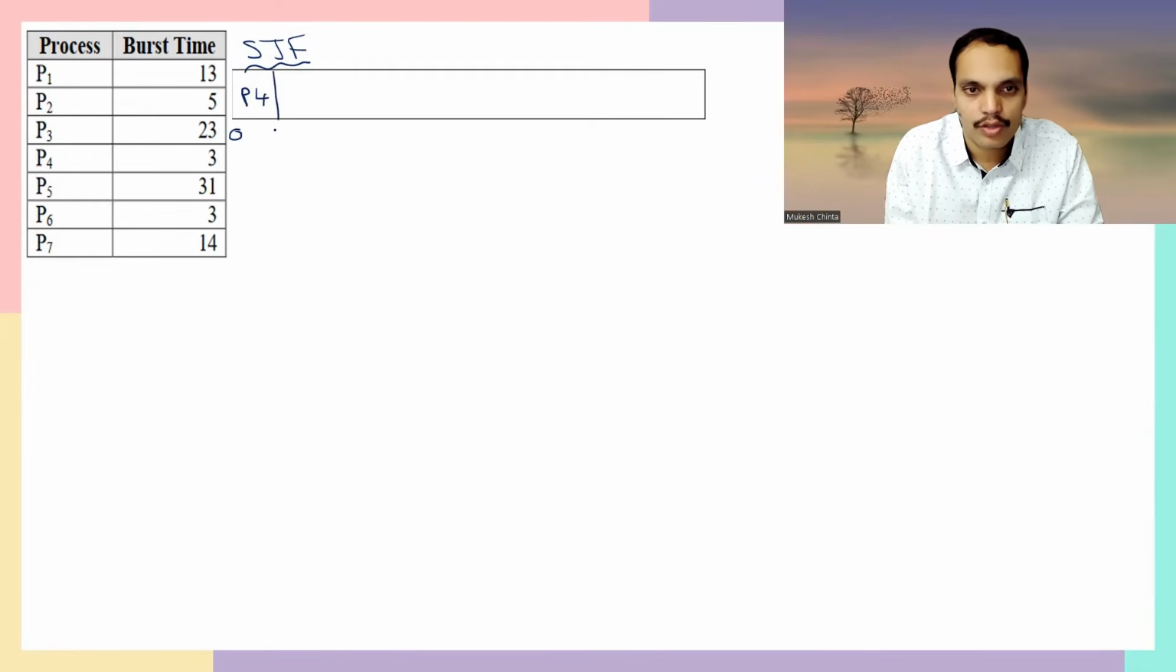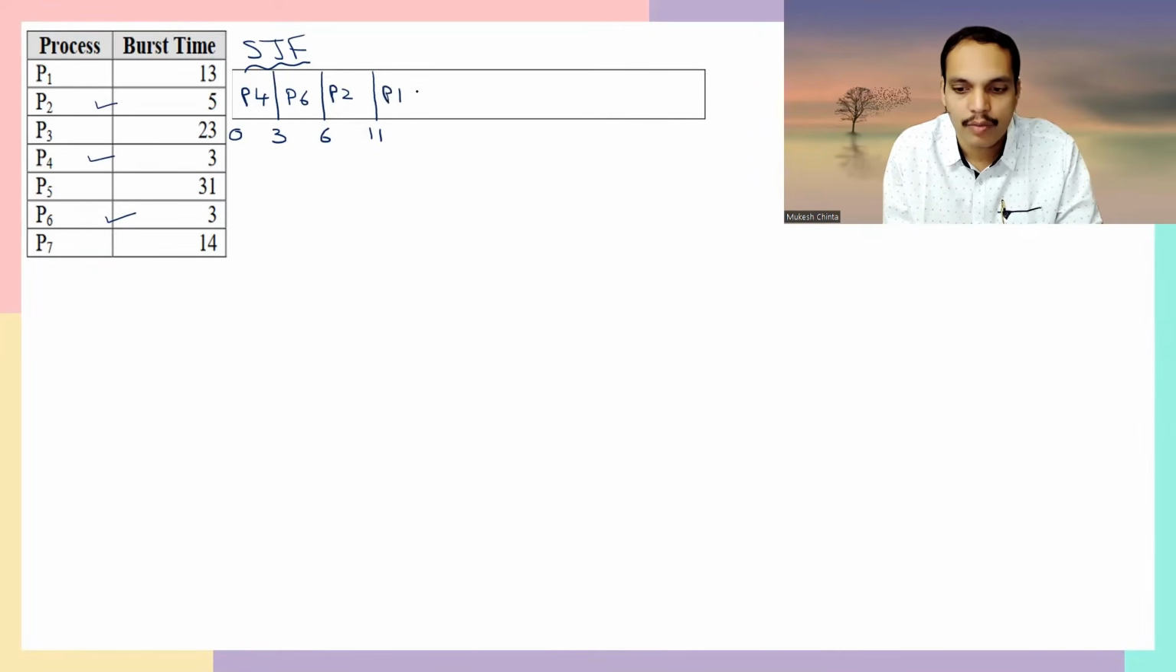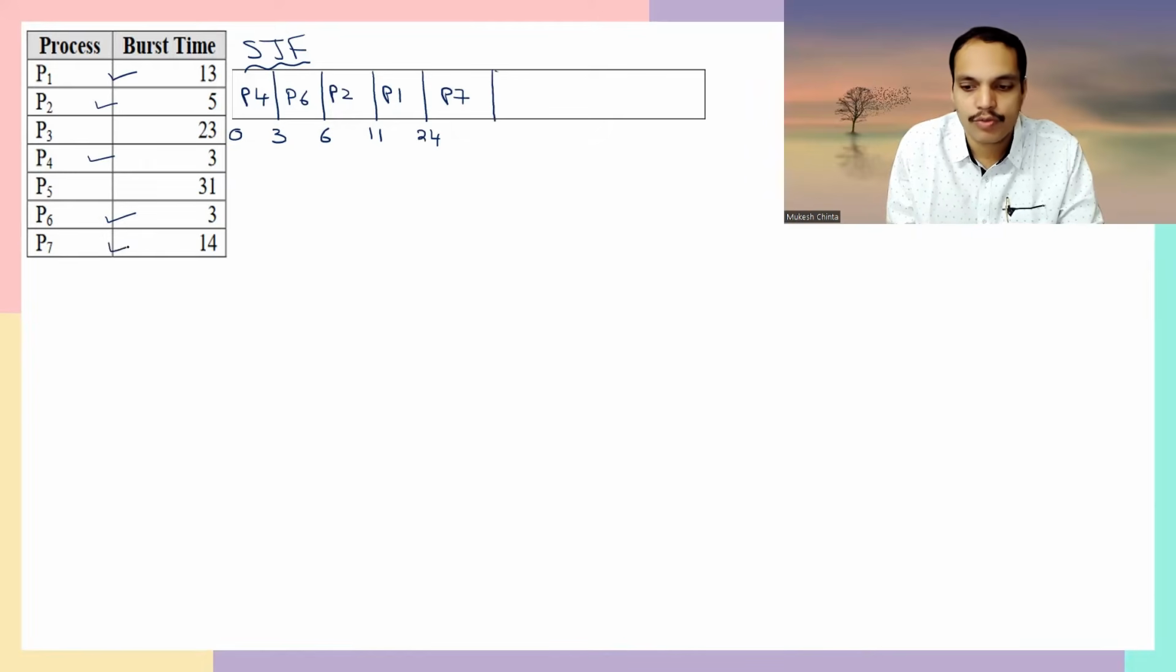P4, which is 3, P6, which is 6. Now, after these two, the next one is P2, because P2 has a burst time of 5, which gives me 11. After this, P2 is done, P4 is done, and P6 is done. What are the remaining ones? After 5, if you can see, the next one is 13, which is P1. P1 gives me 24. So P1 is done. And after P1, we go for P7. So 24 plus 14 gives me 38.